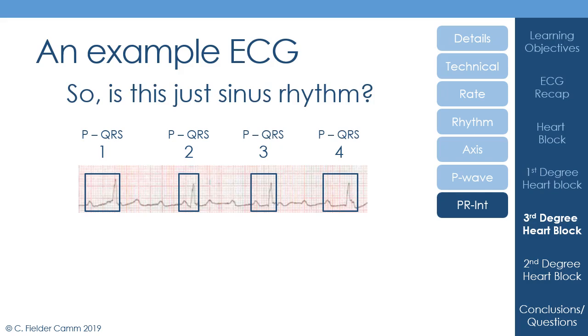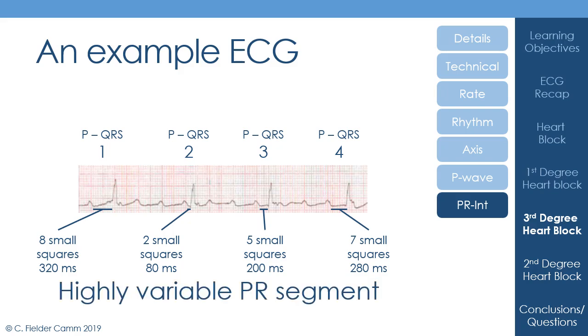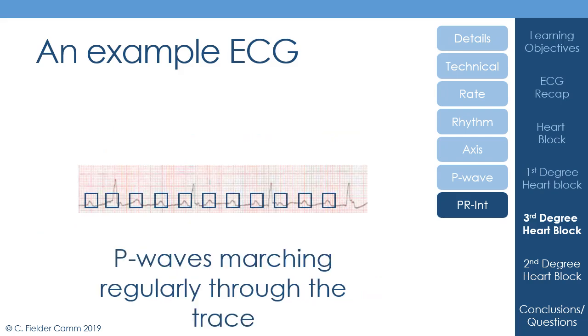So is this just sinus rhythm? Well, look how hugely different they are. So there's a highly variable PR segment in this case, what I've illustrated, but the PR interval would also be highly variable. And actually, there are way more P waves.